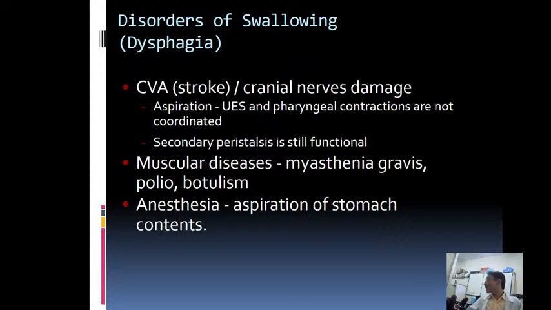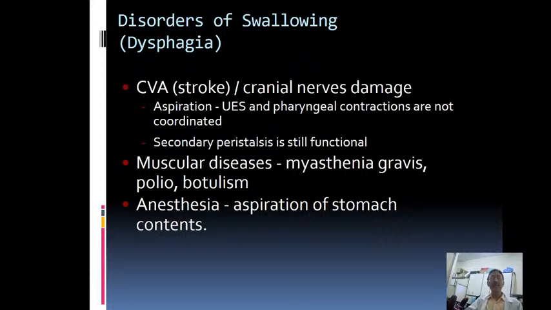There can also be dysphagia because of certain muscular diseases like polio, where there is a weakness of the motor muscles, or myasthenia gravis, where the neuromuscular junction is affected, or botulism, where the botulinum toxin is secreted, and this secretion of this toxin will result in paralysis of the muscles of swallowing.